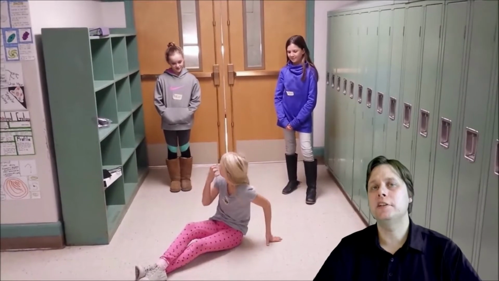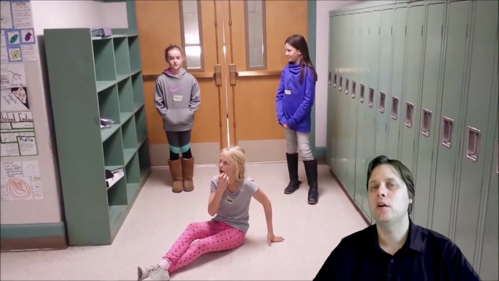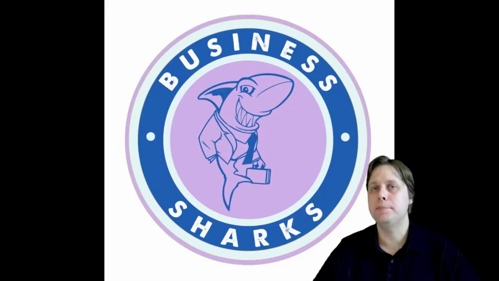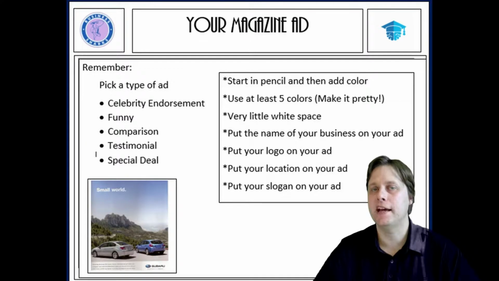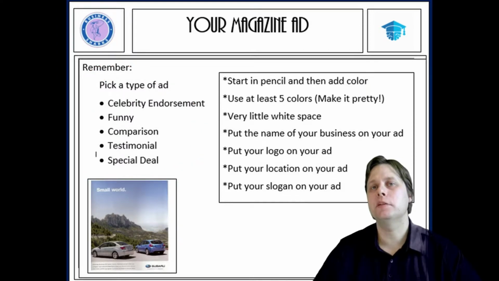With both the TV commercials and the magazine ads, they should be able to say what their type of commercial it is. So we talk about celebrity endorsements, comparison ads, testimonials. They should be able to say, oh yeah, this is a comparison ad. If they can't, you want to go back and push them to choose one of the types that we've talked about.